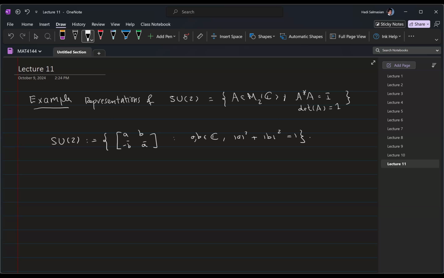So now I would like to describe a representation of SU2 on some n-dimensional vector space. In other words, I will give a representation pi m that goes from SU2 to GL of V, for V an m-dimensional vector space. But I don't want to think about the vector space with a standard basis. I want to think about it more as the space of polynomials homogeneous of a certain degree.